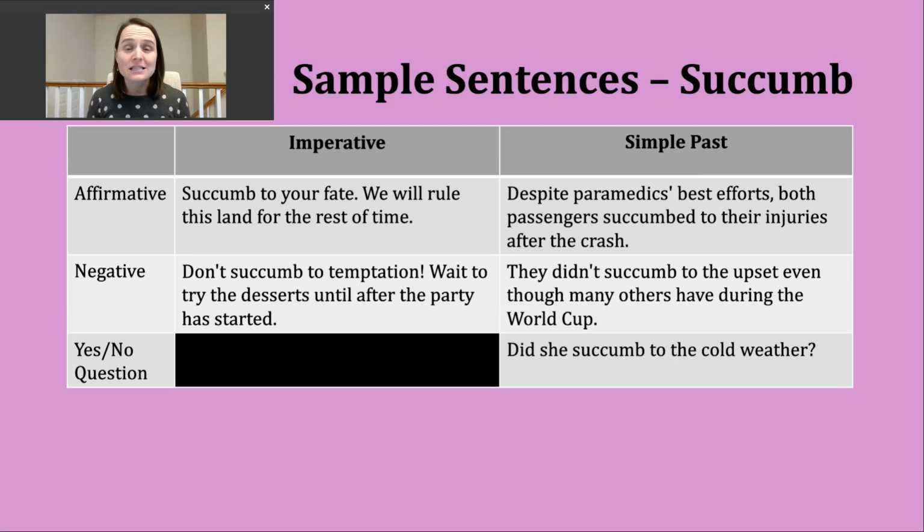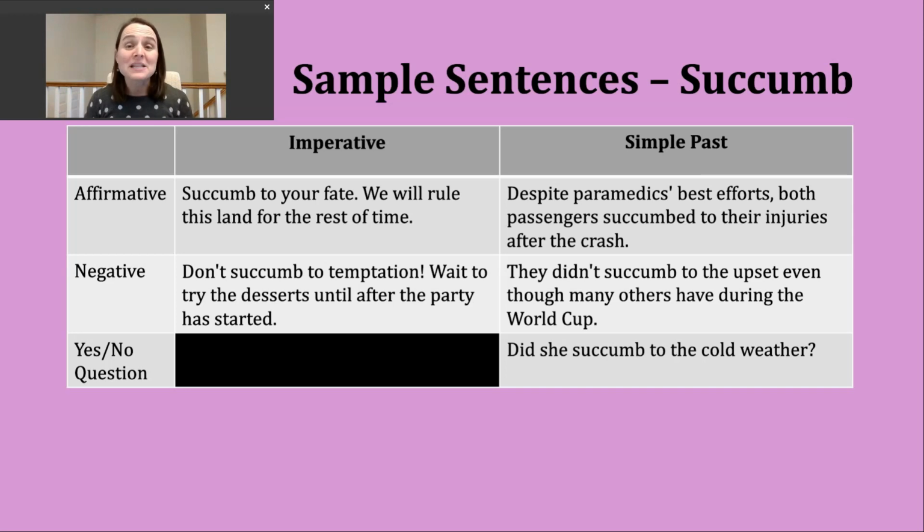Again, there's no stated subject here. Okay? So, an example of a negative imperative might be, "Don't succumb to temptation. Wait to try the desserts until after the party has started," right? So this might be that give in, right? Maybe you've had this experience before. I know I have, where I'm like, oh, this looks good. I wanna eat some, but I'm gonna try not to give in. I'm not going to eat until my guests have arrived and the party has officially started.